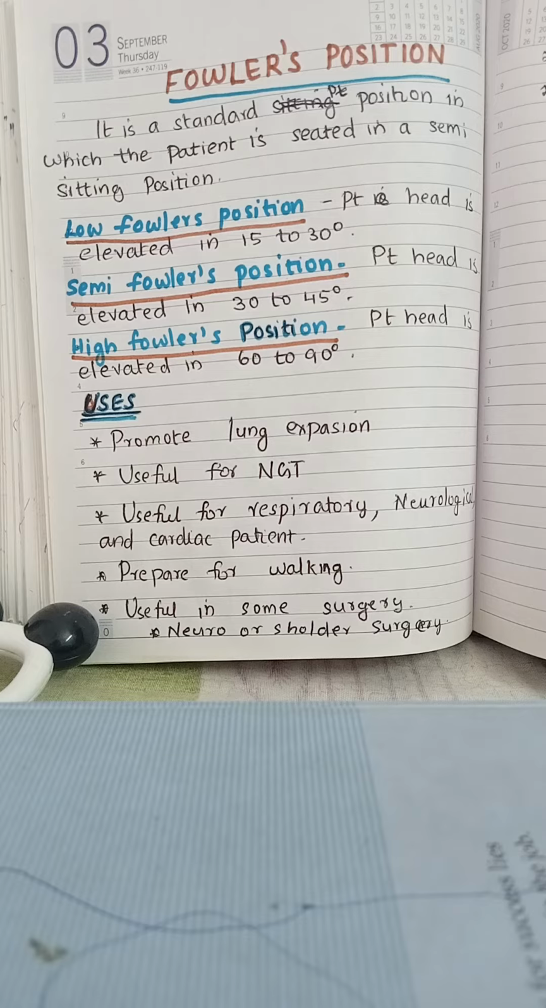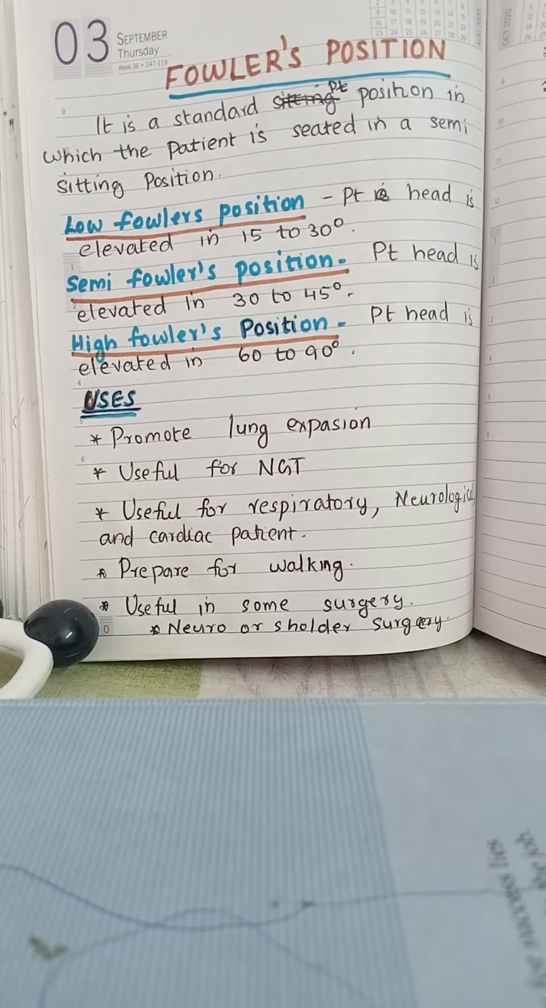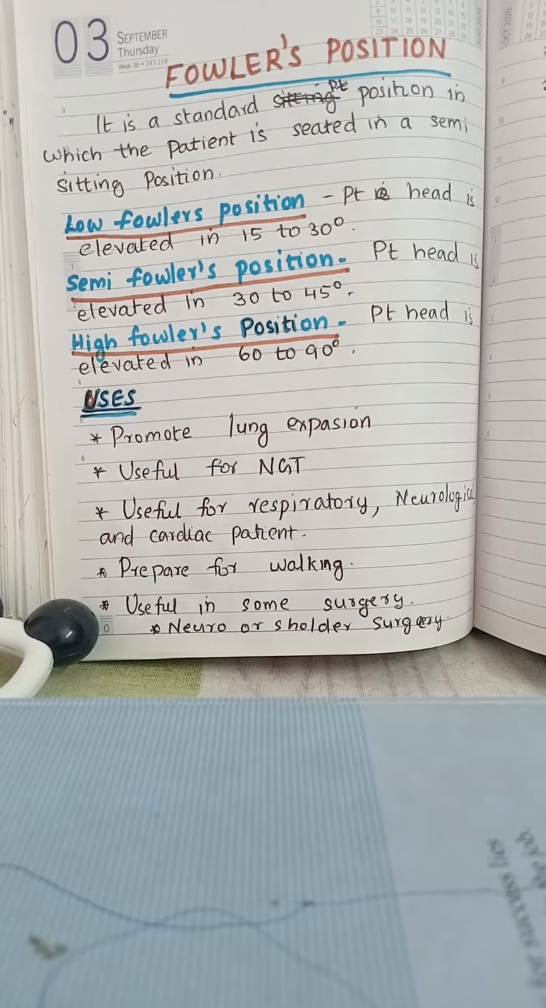Low Fowler's position. If the patient's head is elevated 15 to 30 degrees, this position is low Fowler's position. Semi-Fowler's position. In semi-Fowler's position, the patient's head is elevated 30 to 45 degrees. High Fowler's position. In high Fowler's position, the patient's head is elevated 60 to 90 degrees.